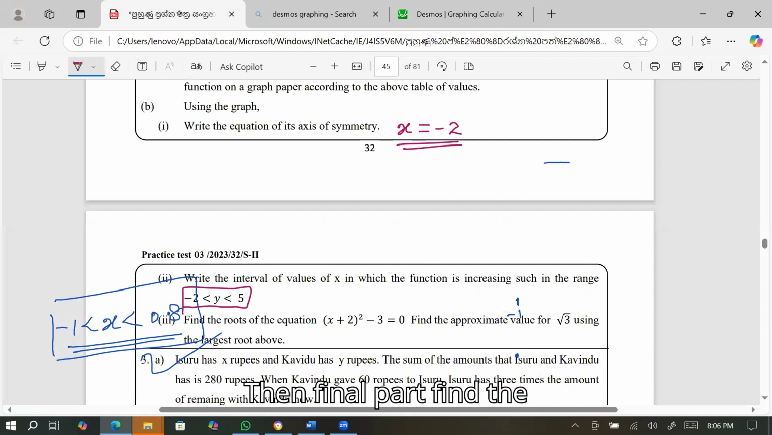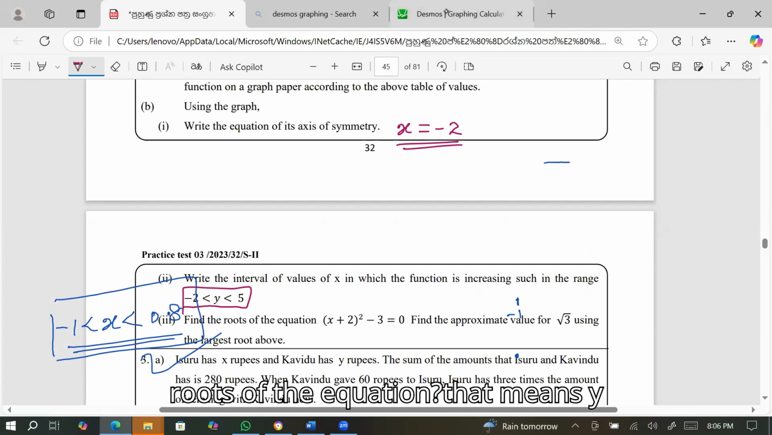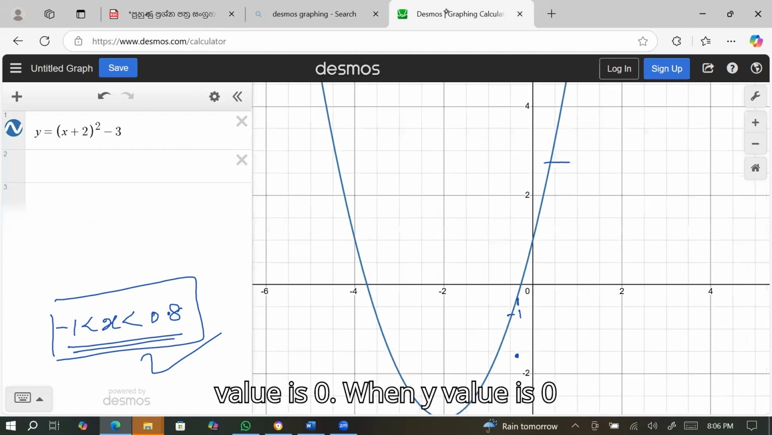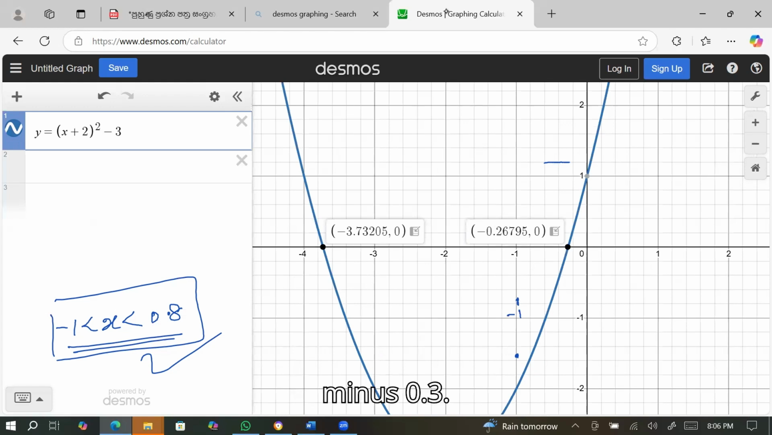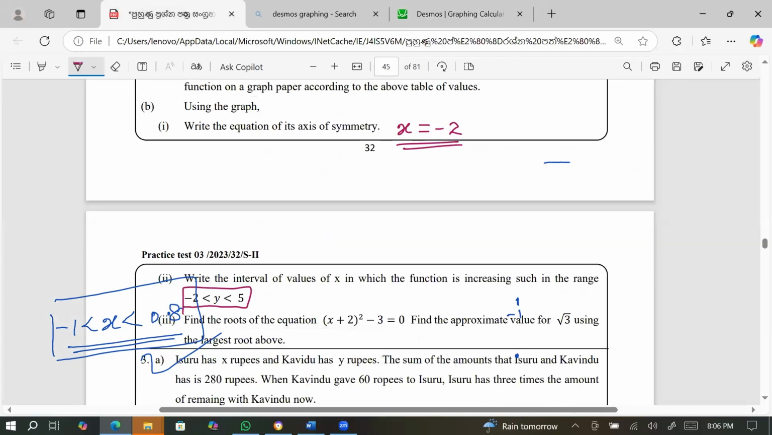Then the final part: find the roots of the equation. What are the roots of the equation? That means the y value is 0. When the y value is 0, what are the x coordinates? -3.7 and -0.3. So we can write x equals -3.7 and -0.3.